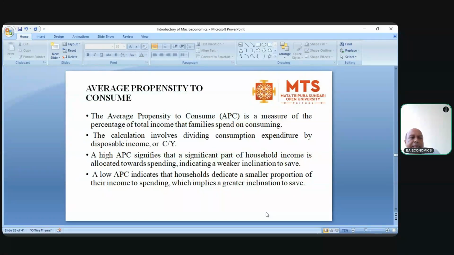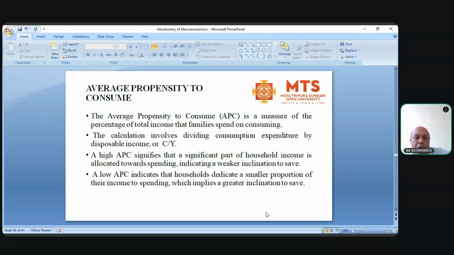The next concept in this unit is the average propensity to consume, and after this I have discussed the marginal propensity to consume. So what is propensity? Propensity basically means tendency, so I have discussed the tendency of consumption here. Average propensity to consume is a measure of the percentage of total income that families spend on consumption. It means whatever income is generated, how much percentage of income that person actually spends for purchasing goods and services. So it indicates the average propensity to consume.